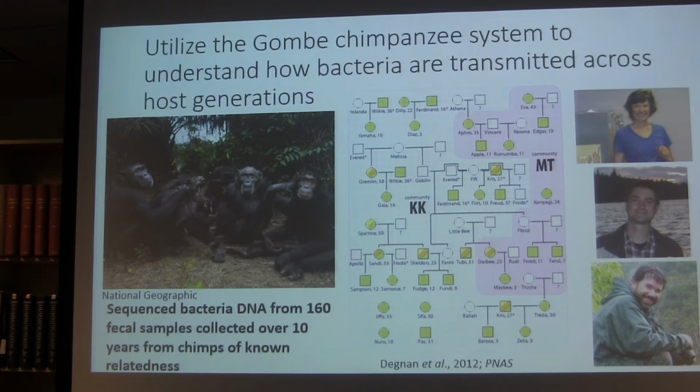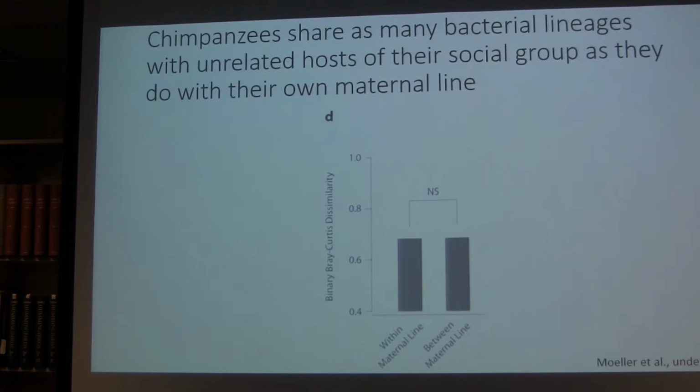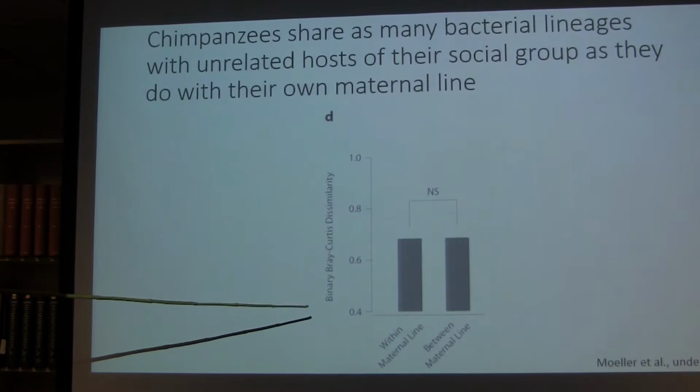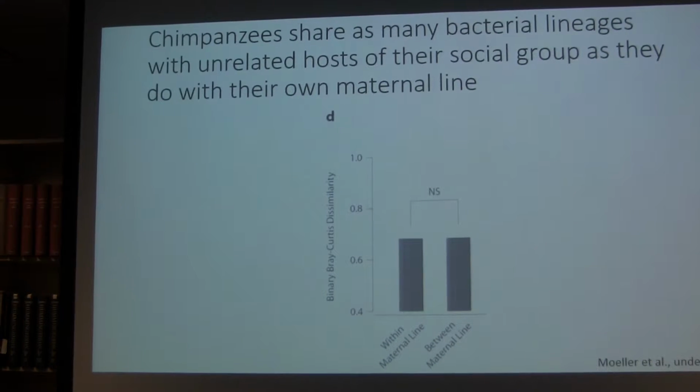And we asked a very simple question, which is, do chimpanzees share more bacteria with their maternal line than they do with unrelated hosts with which they socially interact? And the answer is no. Chimpanzees appear to share as many bacteria with completely unrelated hosts of their own social group as they do with their own maternal line. I was sort of amazed when I saw this result. You couldn't get closer to identical. On the y-axis here is, again, Bray-Curtis dissimilarity, looking at the presence-absence of species, and we have within and between maternal lines. So this is suggesting that vertical transmission isn't the dominant mode of inheritance.